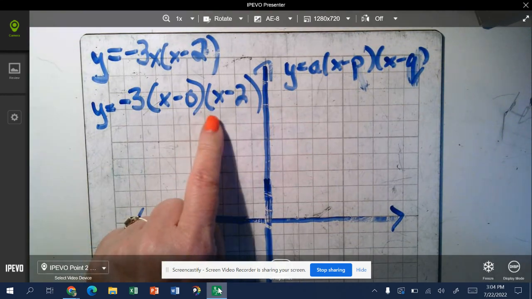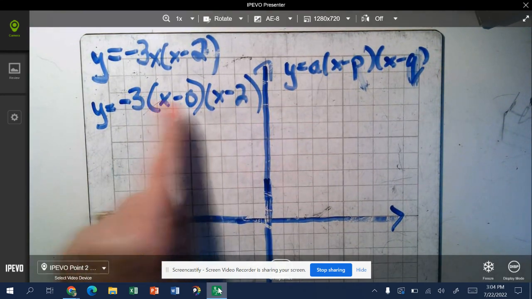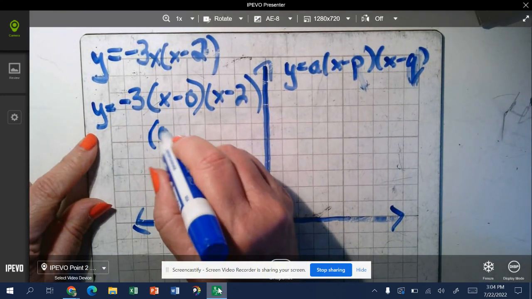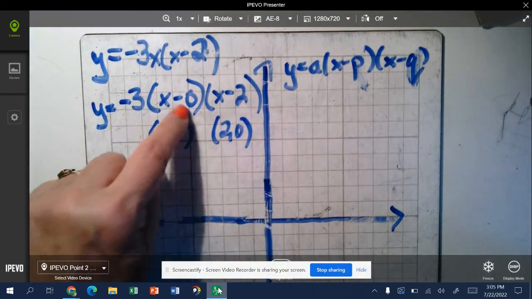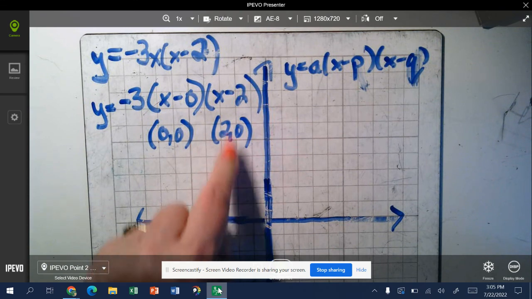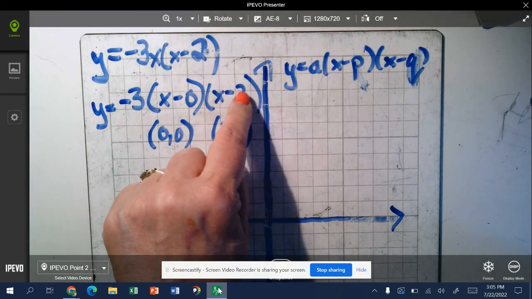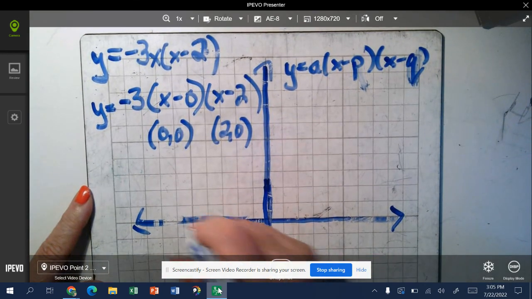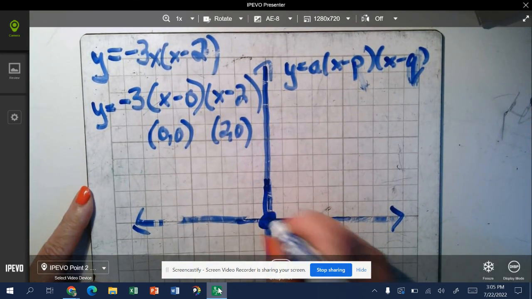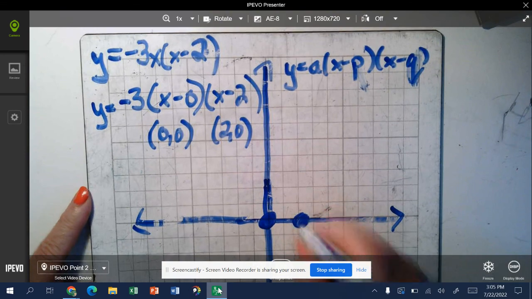So this tells us that our 2 x-intercepts would be at (0, 0) and at (2, 0). Remember, it's always the opposite sign when you're next to the x. So even though this is x minus 2, your intercept would be positive 2. So this tells you that your 2 x-intercepts are here at (0, 0), and here at (2, 0).